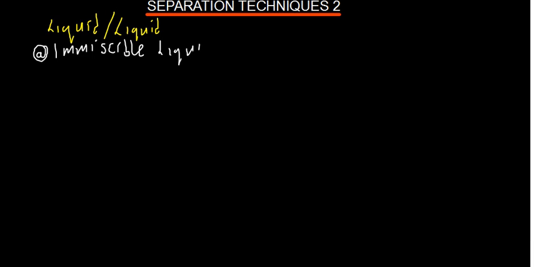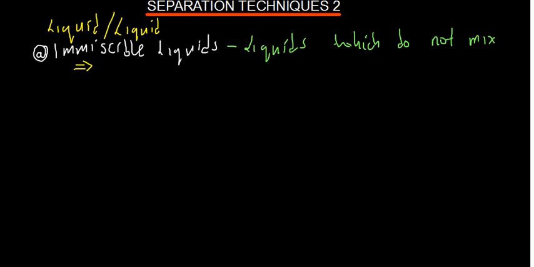Now, what are immiscible liquids? Immiscible liquids are liquids which do not mix. Okay? Liquids which do not mix. And an example that you can give is when you have water and cooking oil. Those do not mix. So liquids which do not mix are called immiscible liquids. And for immiscible liquids, the method you are going to use to separate them is a separating funnel. Okay, separating funnel. That's the method.